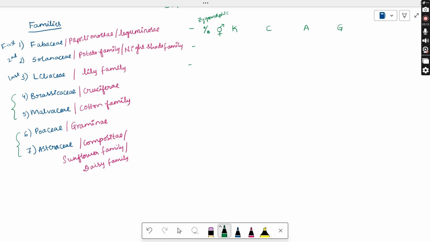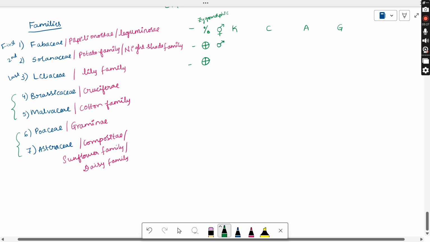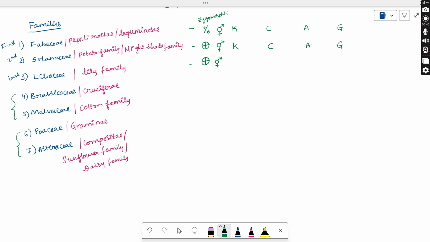Solanaceae, or potato family or nightshade family, has flowers with actinomorphic symmetry, and Liliaceae also has actinomorphic symmetry. Coming to the sexuality, all these three plants contain bisexual flowers. For Solanaceae, whatever you wrote, we are just writing here KCAG. But coming to Liliaceae, the calyx and corolla are not so distinct, so instead of this we call it the perianth. In the place of calyx and corolla, the perianth is present. Androecium and gynoecium are the same.